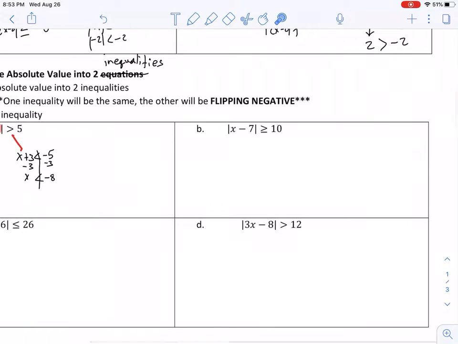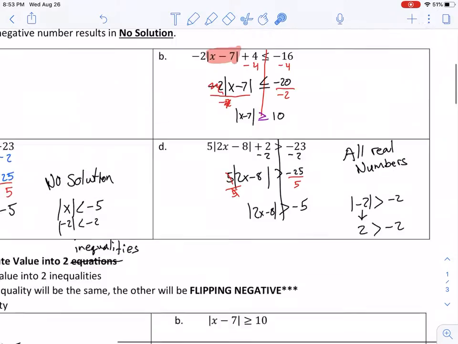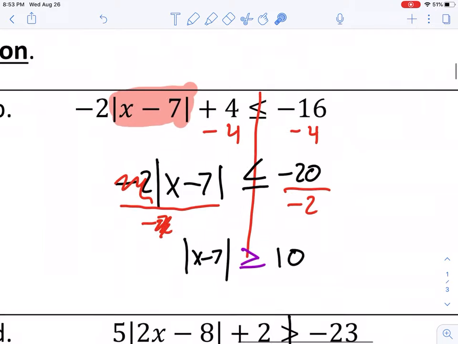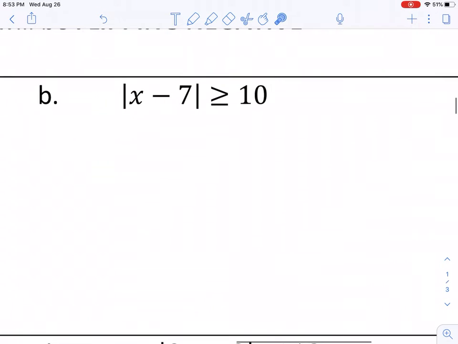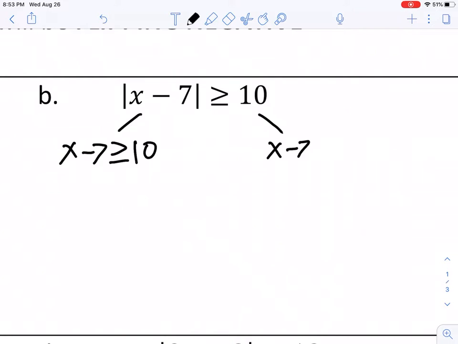But again, once we've isolated, so here I did all the work, right? I subtracted 4, I divided by 2, then I get that left over. Once we get here, now the idea is that we're going to split it into 2 equations. The first one's exactly the same. It just loses the absolute value bars. The second one is flippin' negative. And I say it every time. It helps me remember. It's flippin' negative. And then we're just solving each equation.